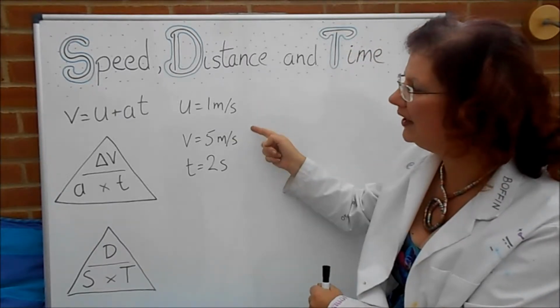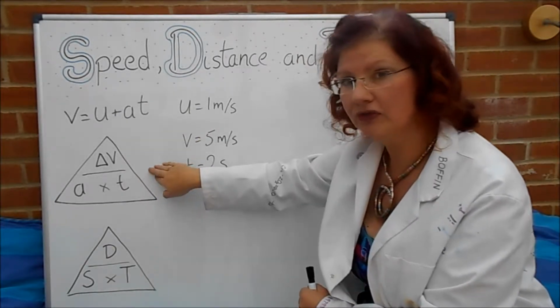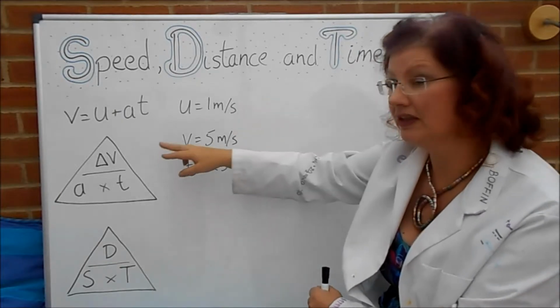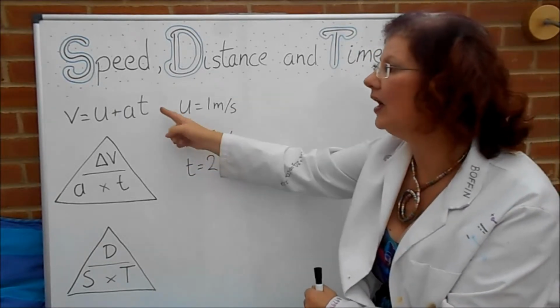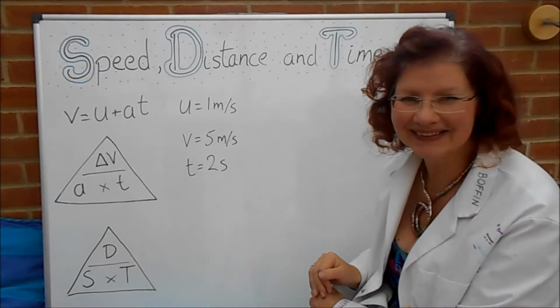So you've got U and V, which are what you're going to put in here. If you prefer to use the formula triangle, you can use those to work out the change in velocity, delta V. Okay, so either by that method or by that method, could you have a go at working that out, please?